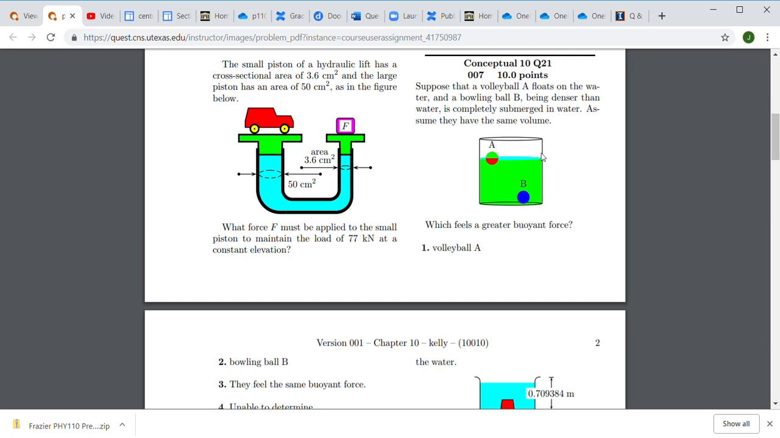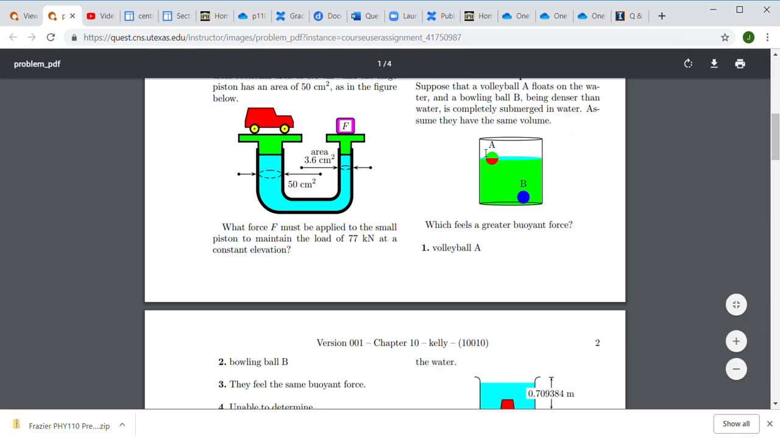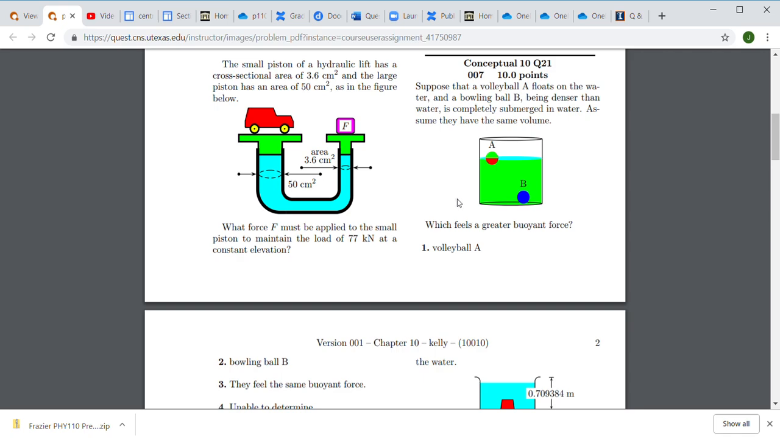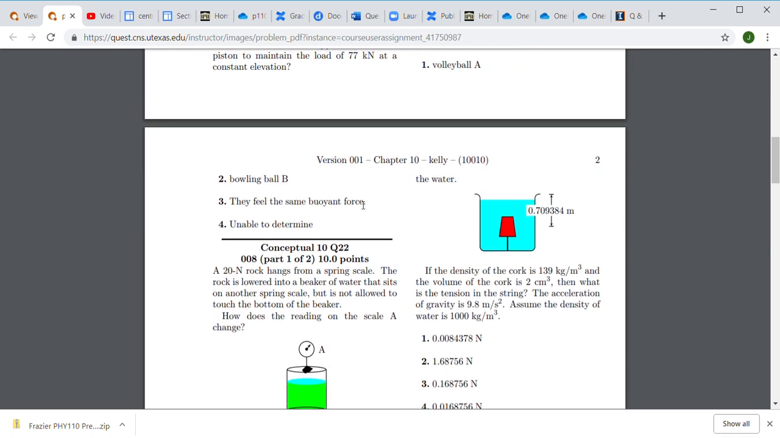I think they have the same volume here, but only part of that volume is submerged in A. So B displaces water whose weight would fill the entire one, whereas A only displaces part of that amount of water. So the weight of the water displaced is greater in B, and therefore B feels a greater buoyant force, despite the fact that it sinks because it also has more mass, right? So that's just part of what's there.